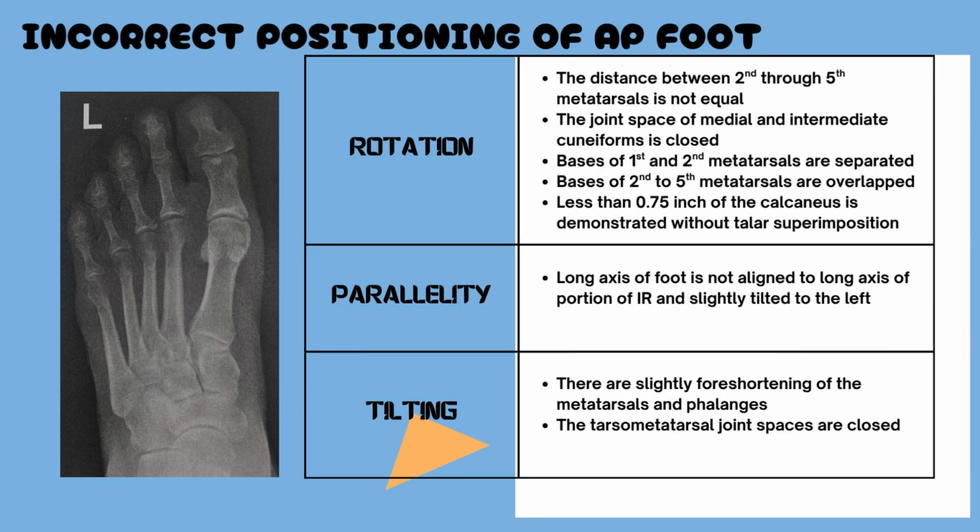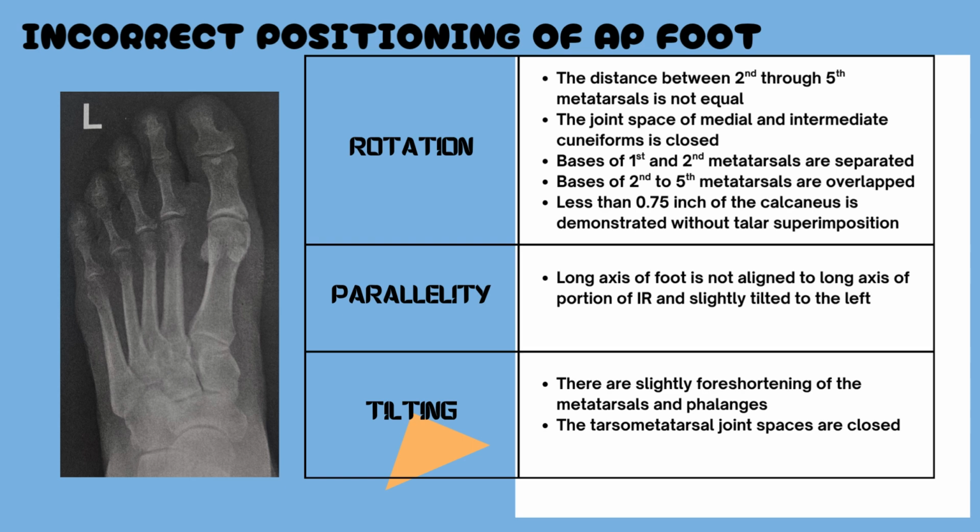Now we will see the examples of incorrect positioning of a foot. On the left side, we can see the image of a P-left foot X-ray. This image is incorrect and cannot be accepted because first, there are rotations on this radiograph. The first evidence of rotation is the distance between second through fifth metatarsals is not equal.